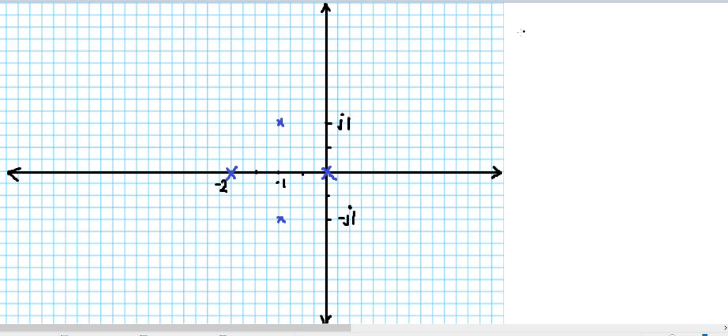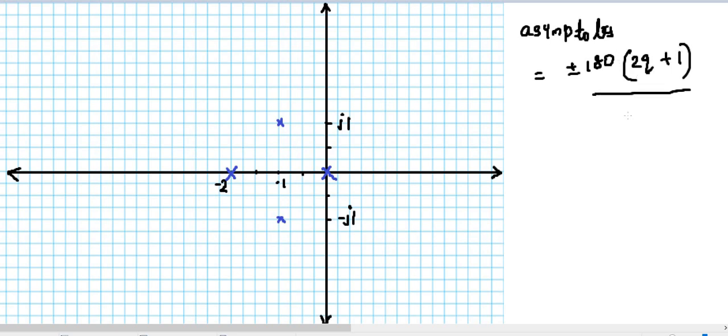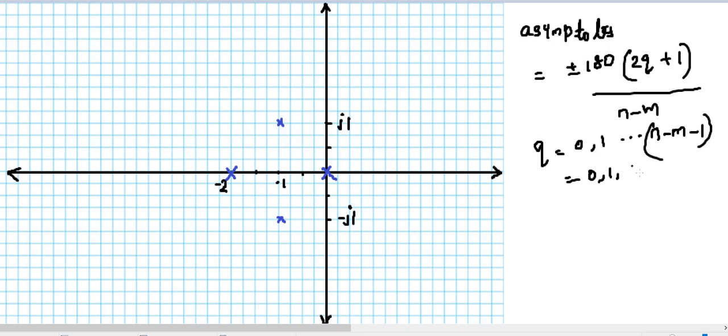Now the next step is to find the angle of asymptotes. So the equation for angle of asymptotes is plus or minus 180 degree into (2q plus 1) divided by n minus m. What is the value of q? You have to take the value of q as 0, 1, 2, etc. up to n minus m minus 1. So we have to take the value of q from 0, 1, 2 and 3. n minus m, 4 minus 1 is 3.